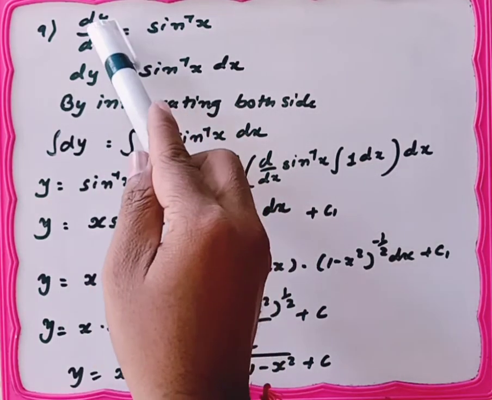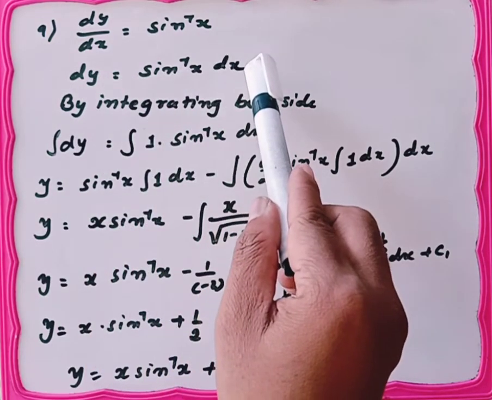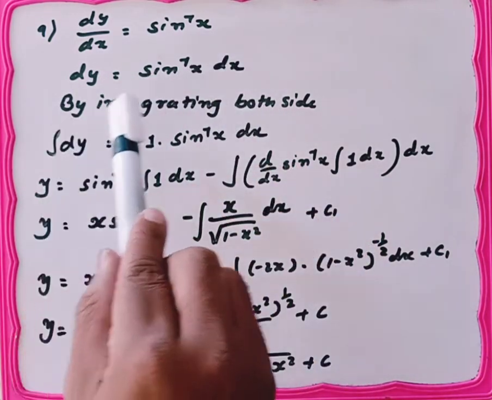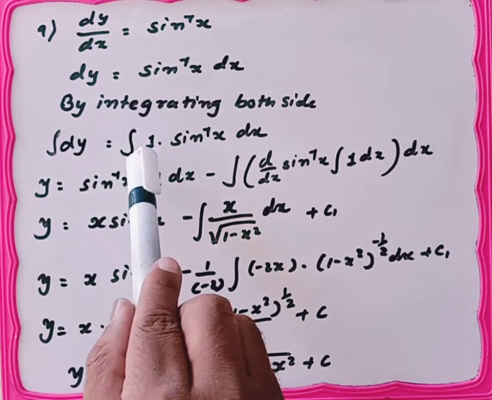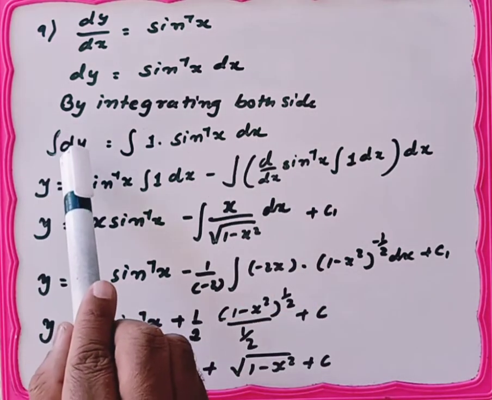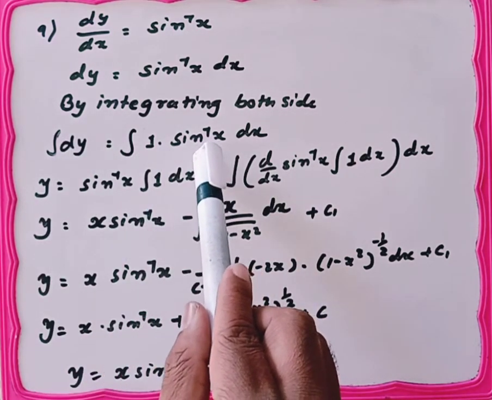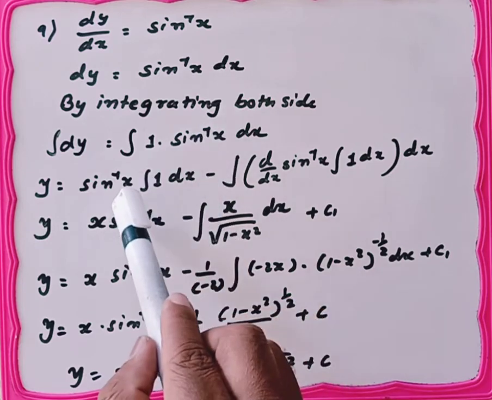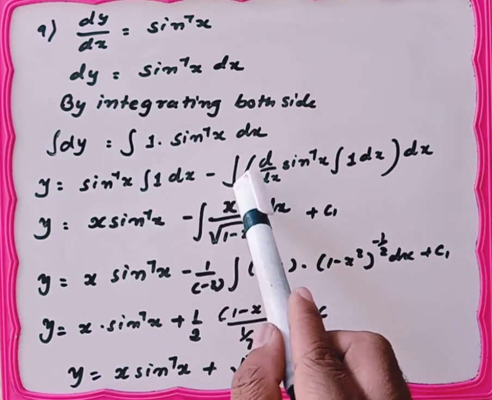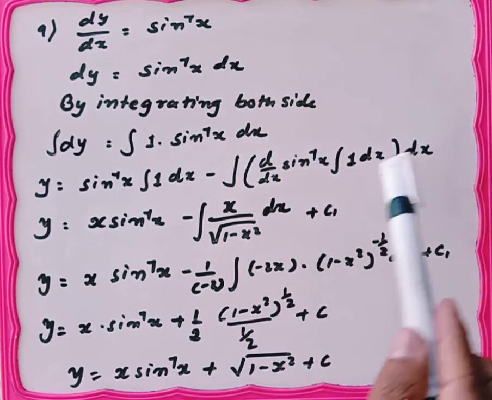Ninth question, we have dy by dx equals sin inverse x. So dy equals sin inverse x dx. So by integrating both sides, we get integration dy equals integration 1 into sin inverse x dx. So dy integration is y, here we apply integration by parts. Then sin inverse x as it is, integration of 1 minus d by dx of sin inverse x, integration 1 dx.